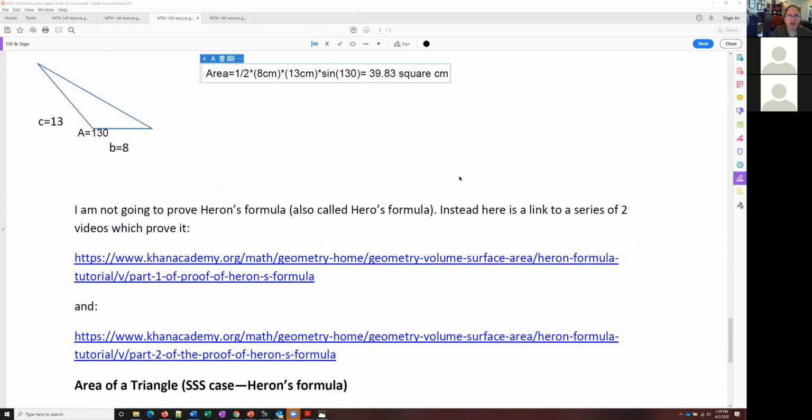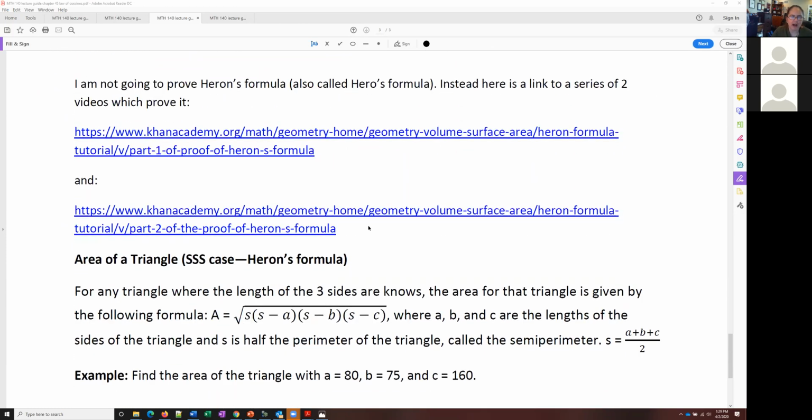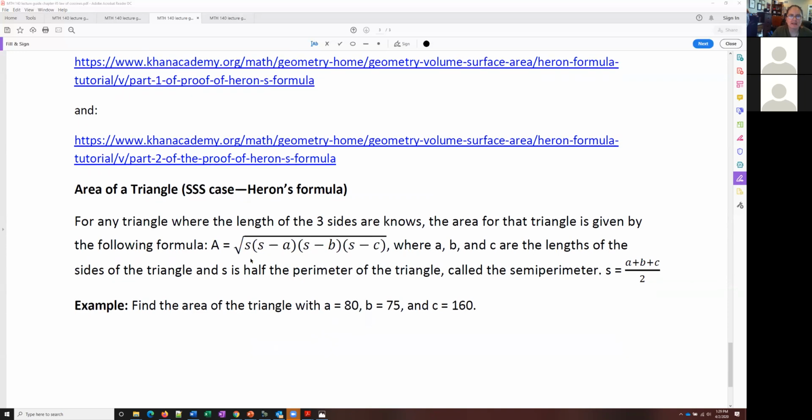Next, there's something called Hero's formula or Heron's formula. And I'm not going to go through the proof of that. There are a couple of YouTube videos, well, actually Khan Academy videos that you can watch. And then here is the formula. So if the three sides are known, first you would find S, the semi-perimeter, which means you add up the three sides and divide by 2. And once you've done that, the area is equal to the square root of S times S minus A times S minus B times S minus C.